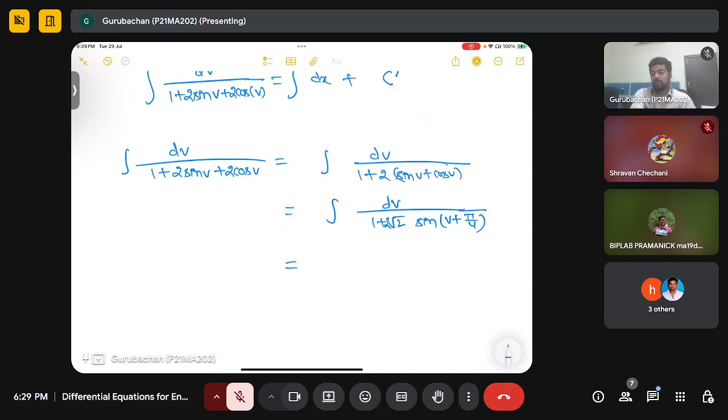So you want to integrate this one with respect to v, and here is a trigonometric expression involved. So is there any possibility or any other way that you can follow up? Think about it. Any half angle formula or something?